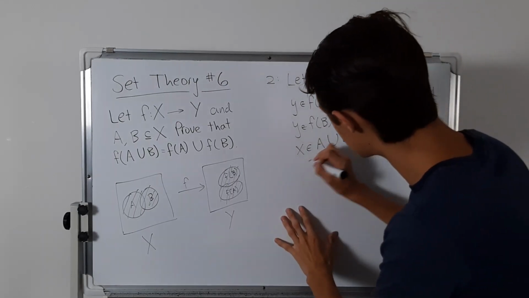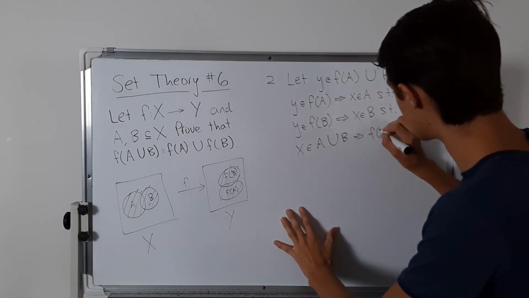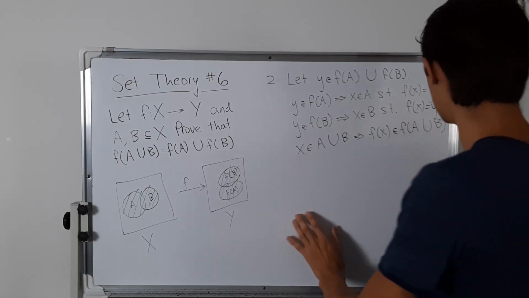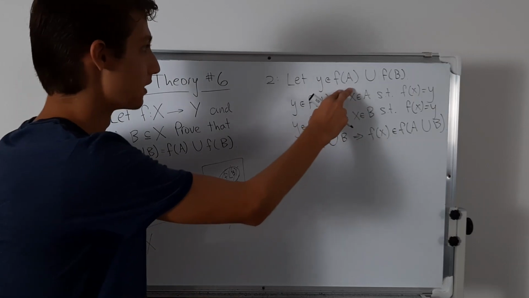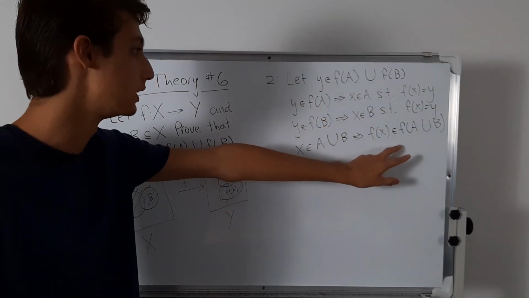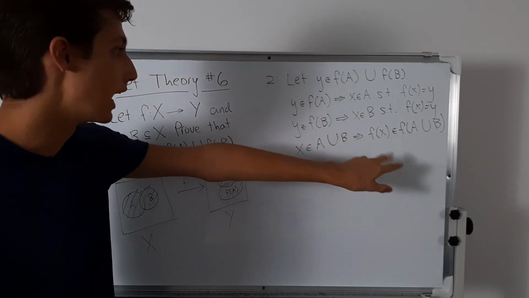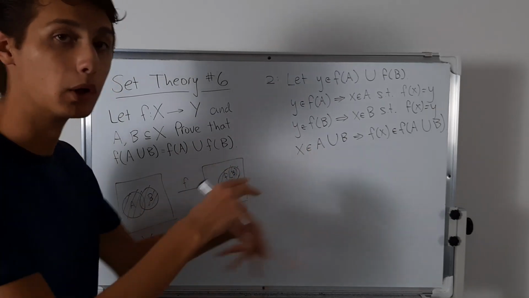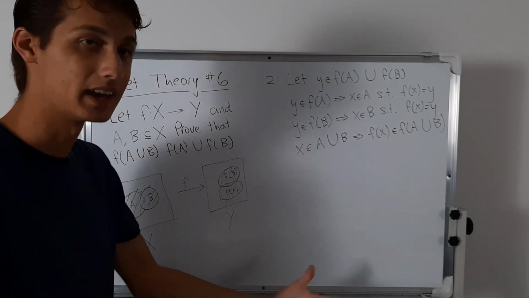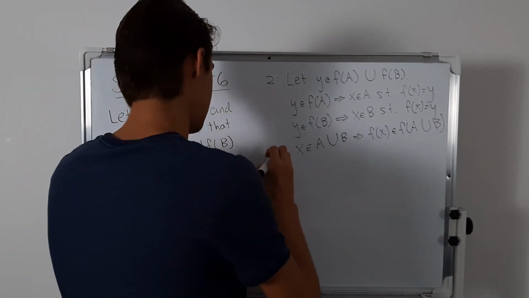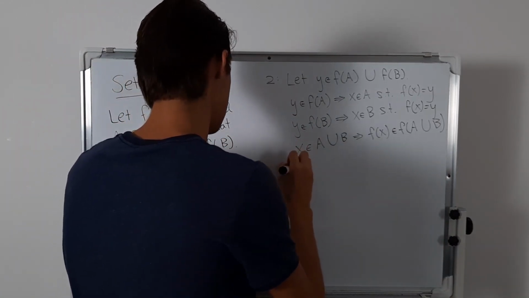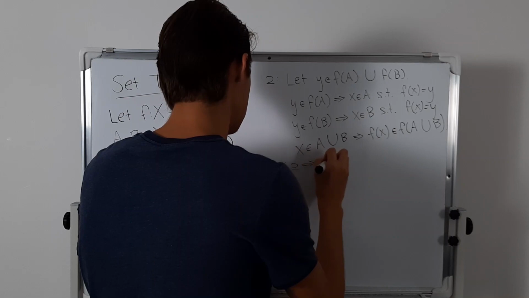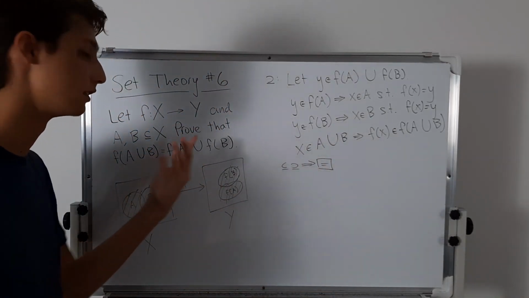So that implies that f of x is in f of A union B. And that's it. We started with f of A union f of B, and I showed that f of x has to be in f of A union B. And again, f of x is just y, so the notation doesn't really matter. And so we proved it both ways. Since we showed this direction and then this direction, that means they're equal to each other. So f of A union B is equal to f of A union f of B.